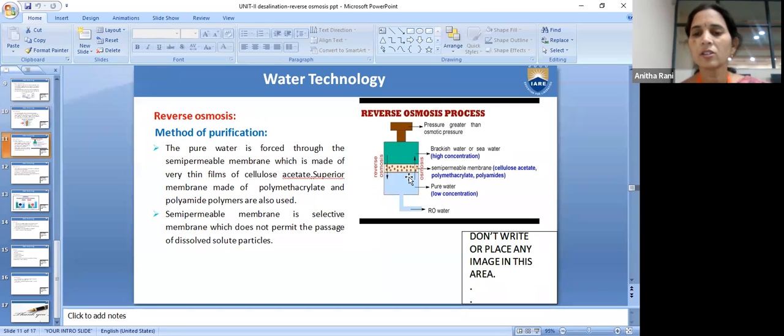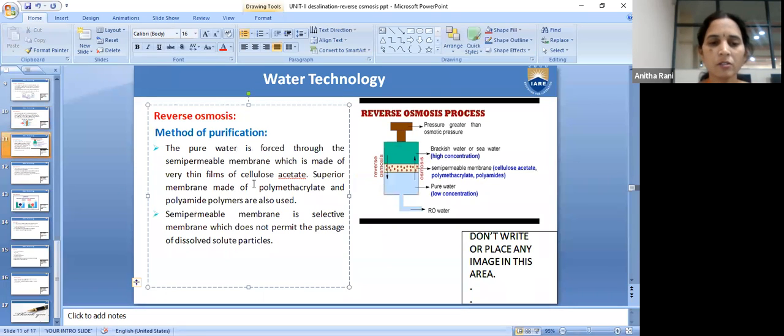So we are taking two chambers here, or one chamber, and we are separating it. We are taking the semi-permeable membrane. The semi-permeable membrane is made up of cellulose acetate, or we can take polyamides, polymers, or polymethacrylate, which is also a polymer. So this we will use as a semi-permeable membrane.